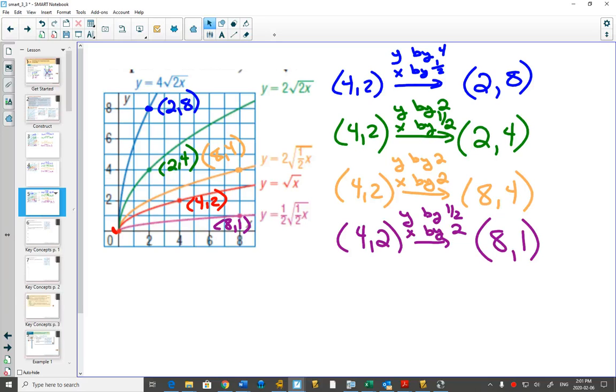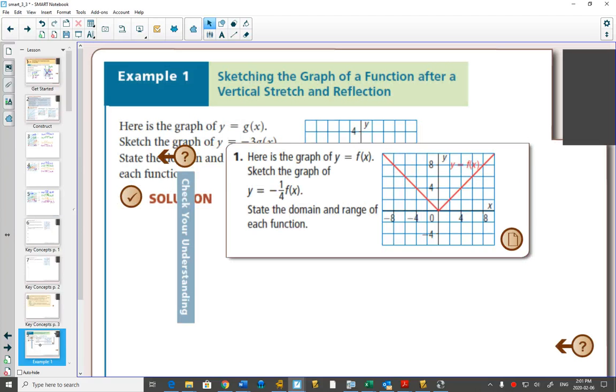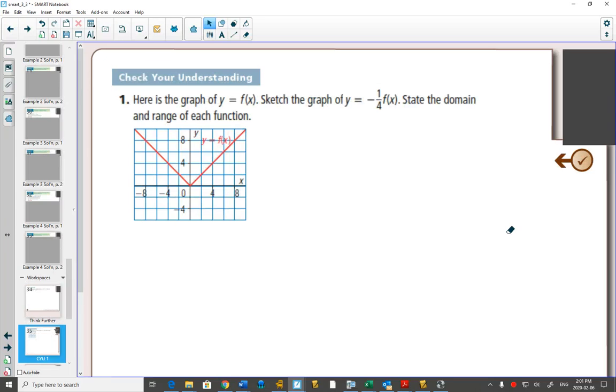Good. And so we're going to combine this introductory video with example 1. Here's the graph of f of x. So they give us this graph in function notation. And we want to sketch the graph of y equals -1/4 f of x.